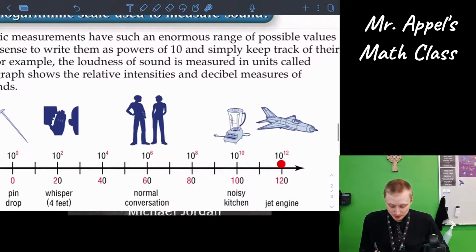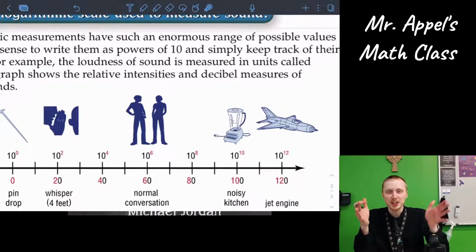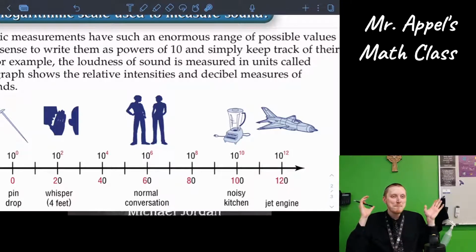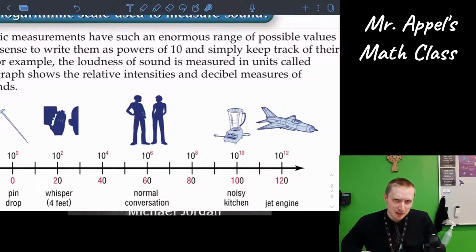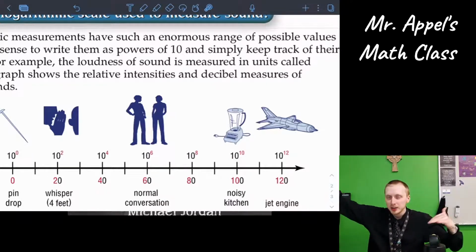Right? Compare that down to the whisper. A jet engine is 10 to the 12th relative loudness. Your whisper is only 10 to the 2nd. Subtract the exponents. 12 minus 2 is 10. The difference is 10 to the 10th. The difference is 10 million. No, that'd be 7. 10 billion. A jet engine is 10 billion times louder than a whisper. Okay? It's freaking ridiculous, the scale that we're dealing with here.